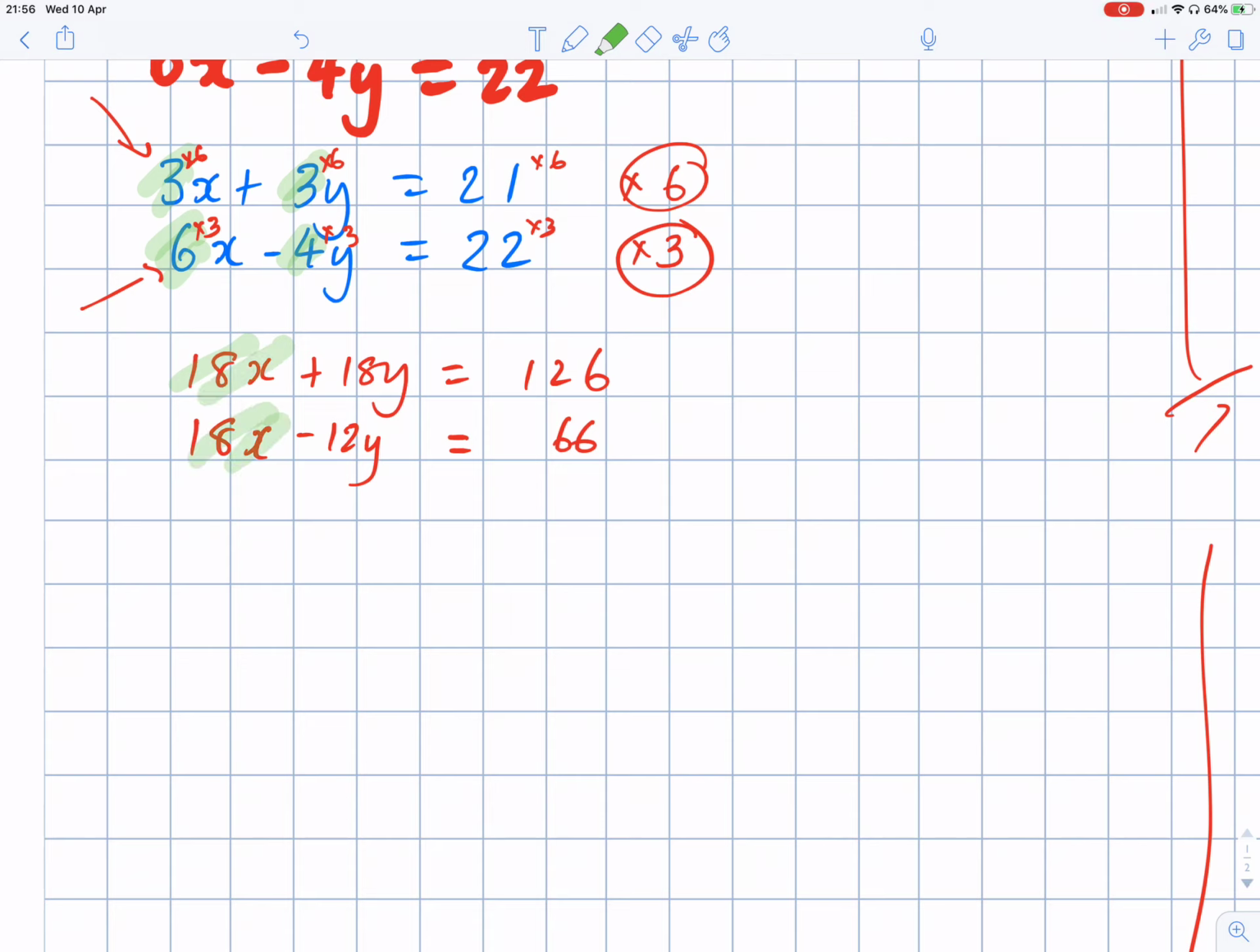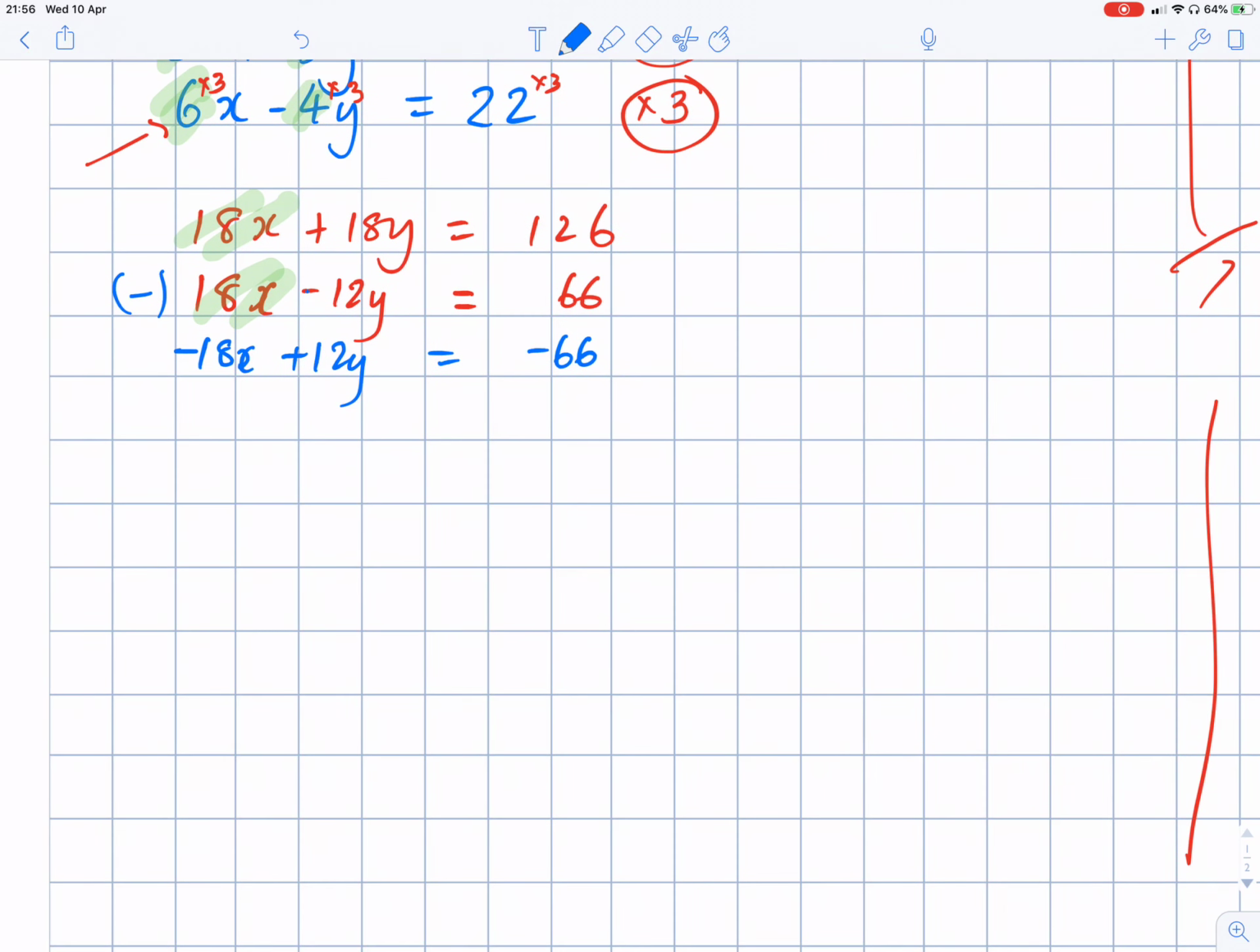Now, to get rid of 18x, we're going to subtract. The easiest way not to get mixed up is, if you're going to subtract, you might as well multiply this whole equation by a negative. So that becomes minus 18x, that becomes a positive 12y because you've got two minuses multiplying each other, and that becomes a minus 66.